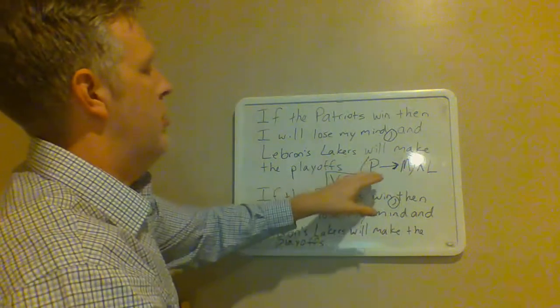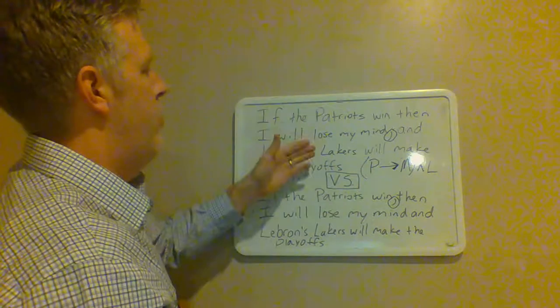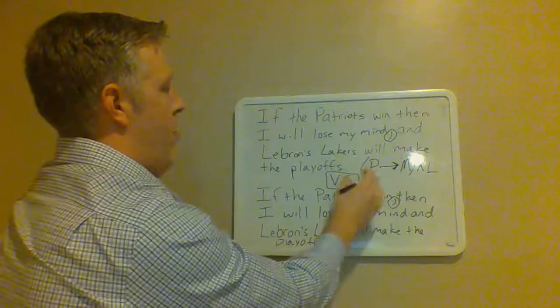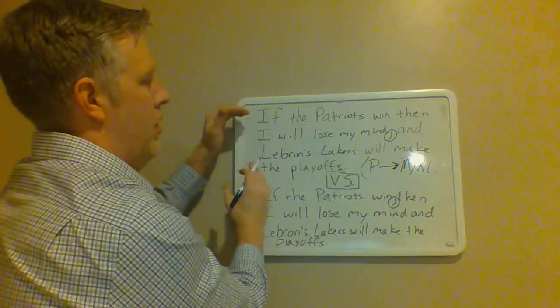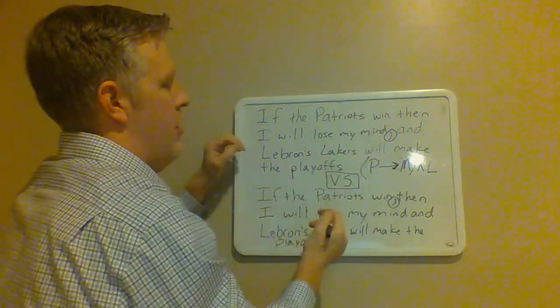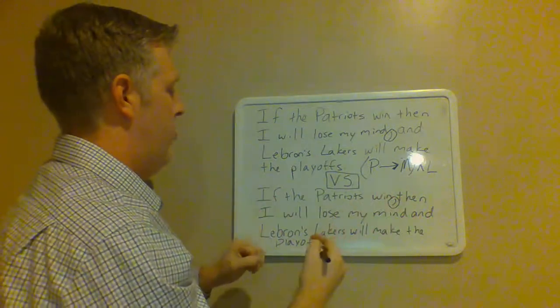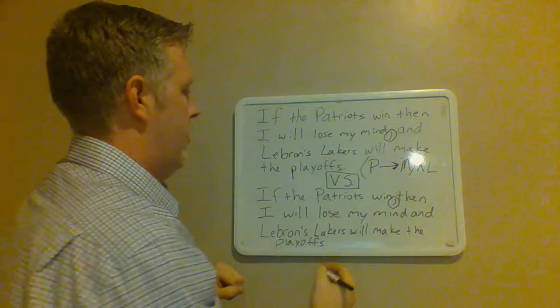So the left conjunct here would be: if the Patriots win, then I will lose my mind, or if P, then M, okay? So that's how this first expression, given where the comma is, ought to be translated into logical notation, okay? So what about the second expression, okay?